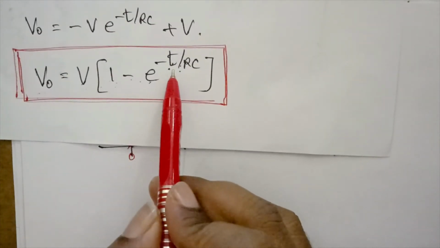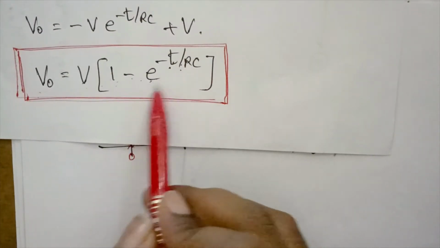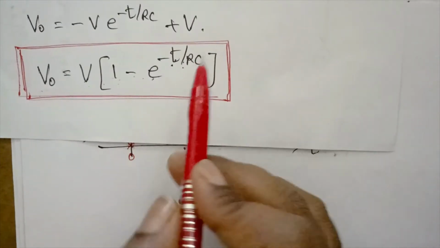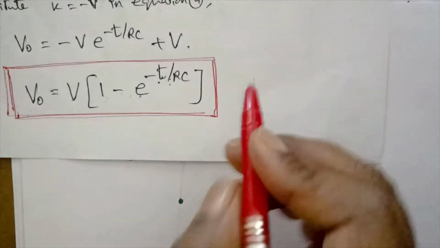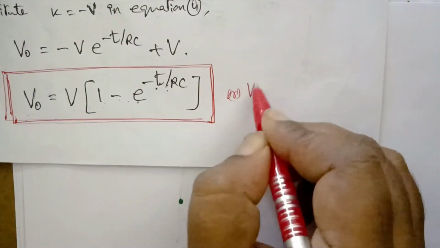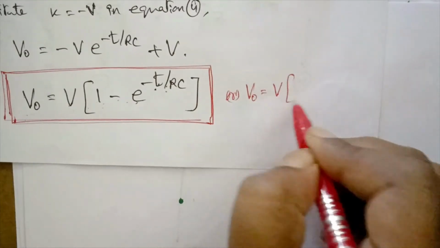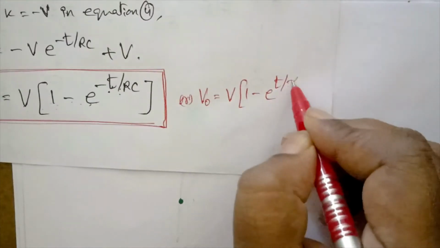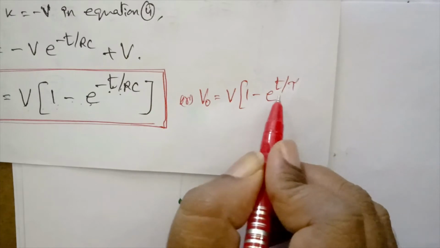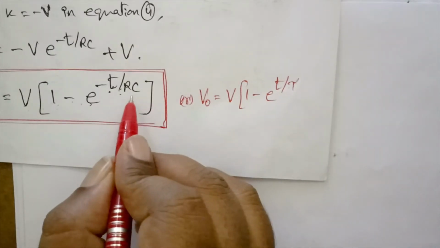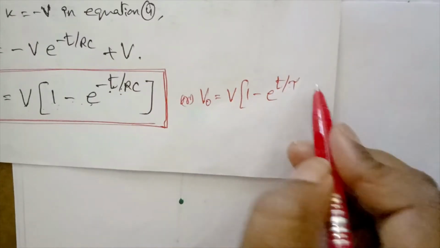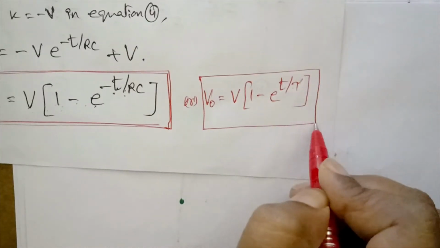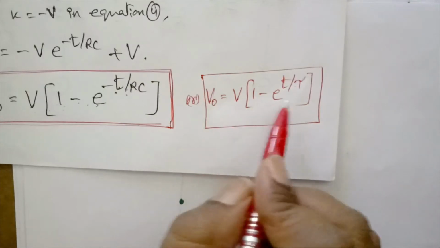If I substitute t is equal to 1, we get some value. Okay, let us assume that. So I am rewriting this equation as V naught is equal to V into 1 minus e power minus t by tau. What is tau here? The time constant of the RC circuit. So I replace RC with tau. So this is the new equation now. We write the same equation in terms of tau.